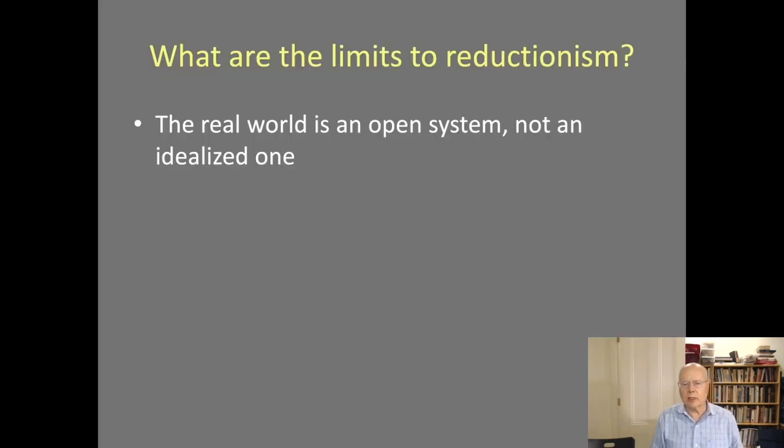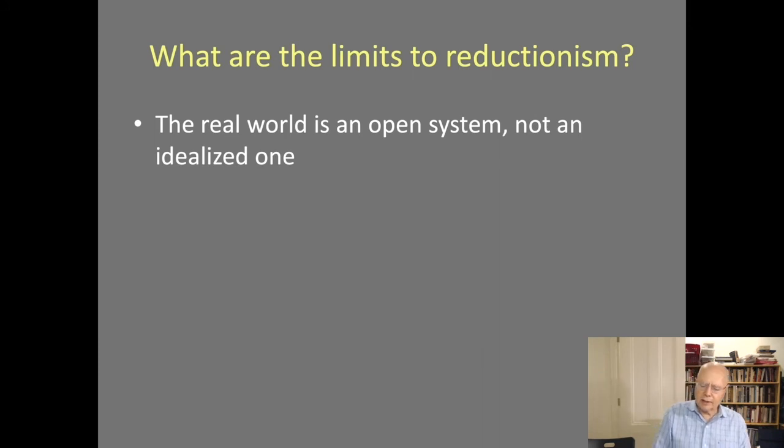What are the limits to reductionism? Well, the first is that the real world is an open system, not an idealized one. So even in the calculation of asteroids, it turns out it's an easy calculation if you just use the gravitational field of the sun. But when you include the gravitational fields of all the planets, the calculation becomes extremely difficult and so uncertain that you're having to continually redo it to adjust the predictions of the object's orbit.